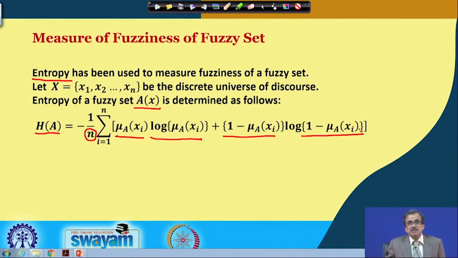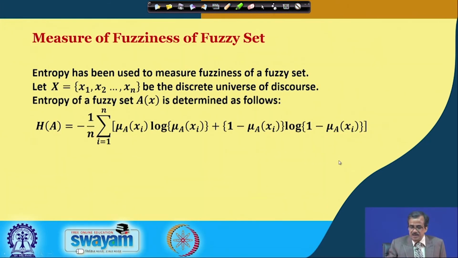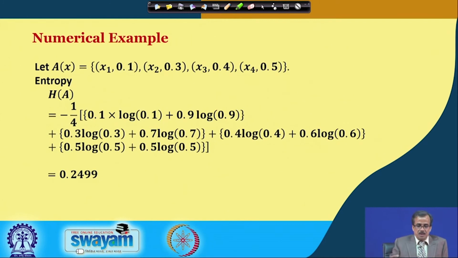Using this expression, I am going to find out what should be the entropy of a fuzzy set, and that is nothing but the measure of fuzziness of a fuzzy set. Now, here I am going to take one numerical example.